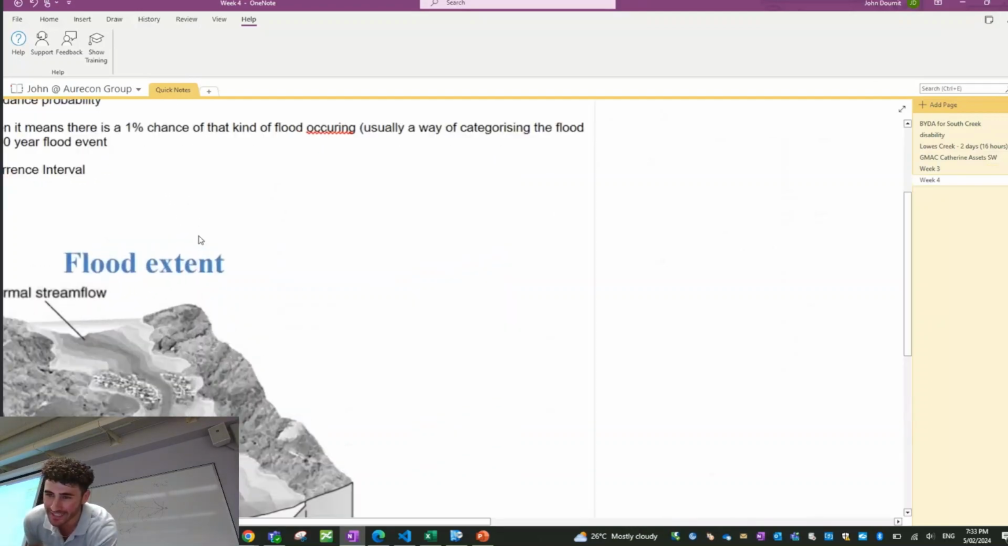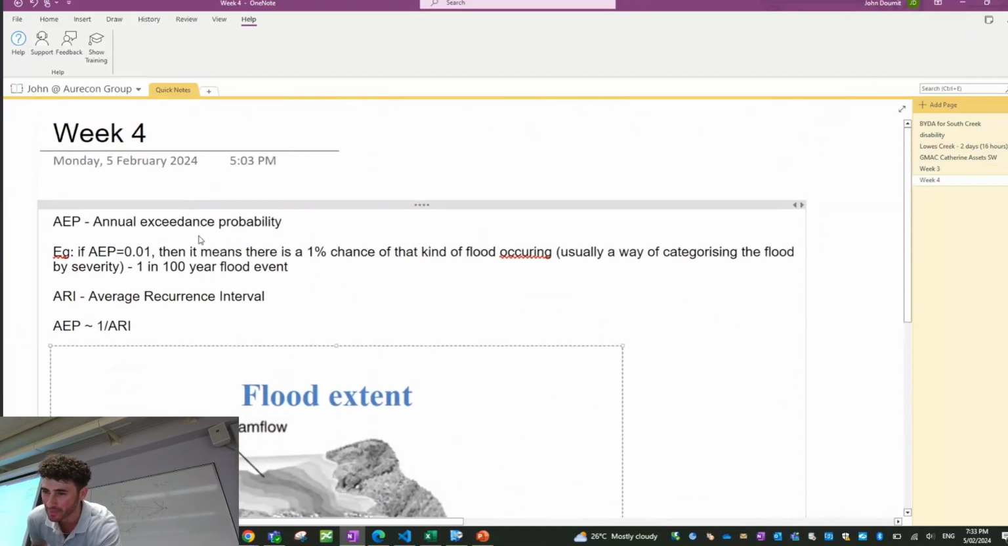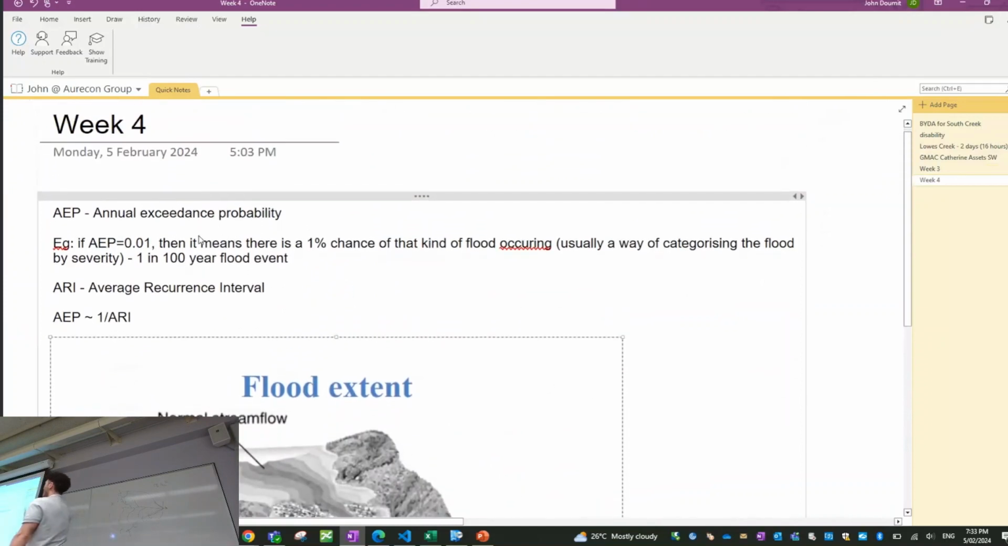So, AEP, the annual exceedance probability. What this acronym means is basically the likelihood that that kind of storm is going to occur. Usually when we talk about an AEP, it's talking about the severity of the storm and how much water is going to fall. For example, a 0.01 AEP means there is a 1% chance that kind of flood is going to occur, or it's a 1 in 100 year type event.